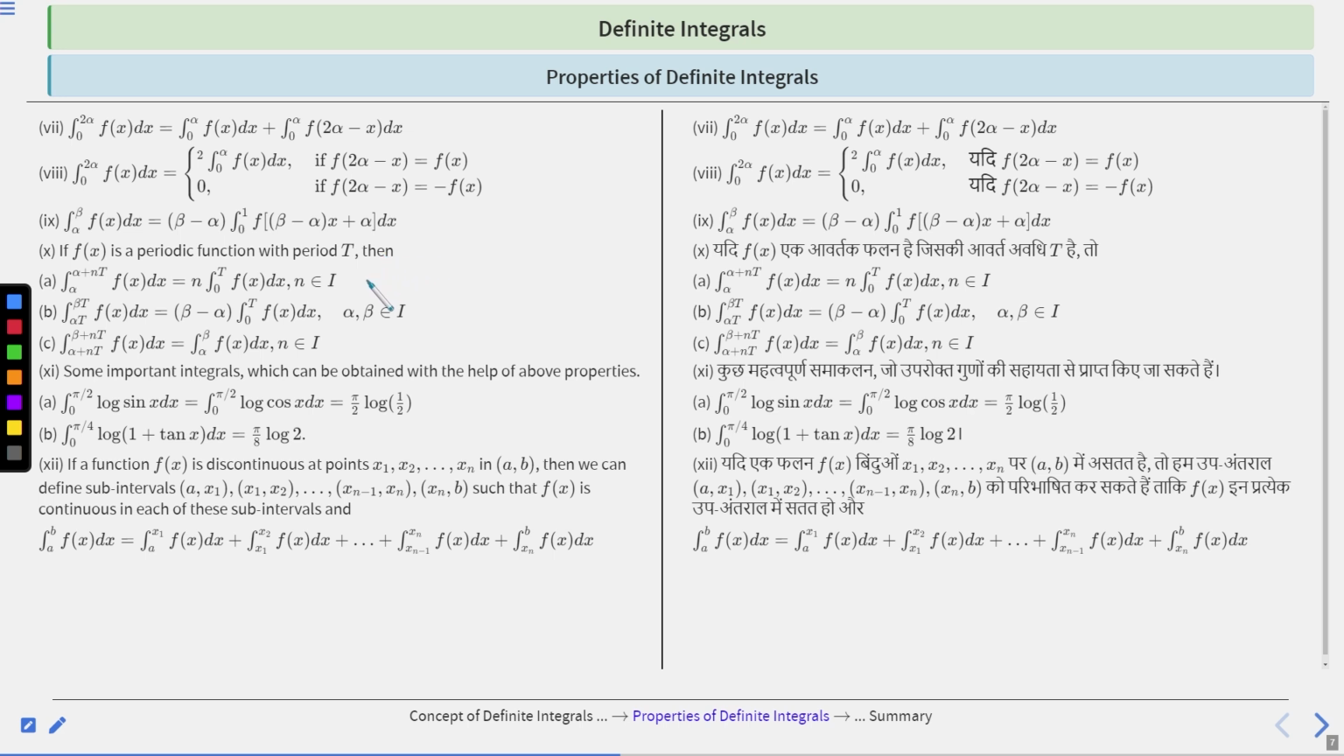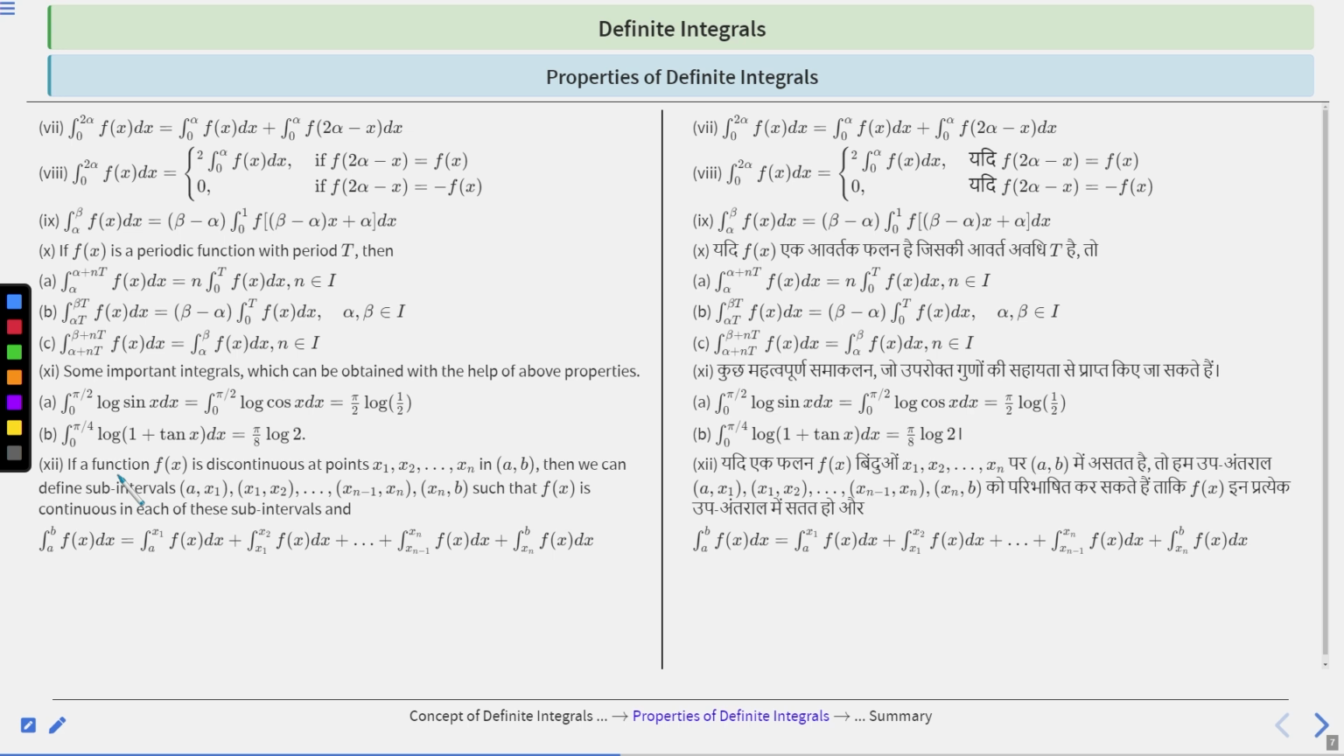Next, if f(x) is a periodic function with period T, then part A: integration of alpha to alpha plus nT f(x) dx is equal to n times integration of 0 to T f(x) dx, when n belongs to I. Next, part B: integration of alpha T to beta T f(x) dx is equal to (beta minus alpha) times integration of 0 to T f(x) dx, when alpha and beta belong to I. Next, integration of alpha plus nT to beta plus nT f(x) dx is equal to integration of alpha to beta f(x) dx, when n belongs to I.